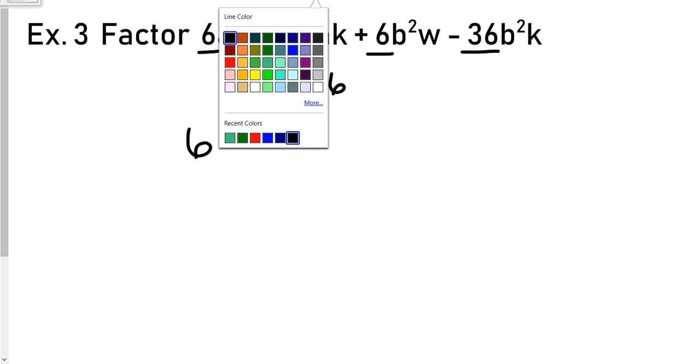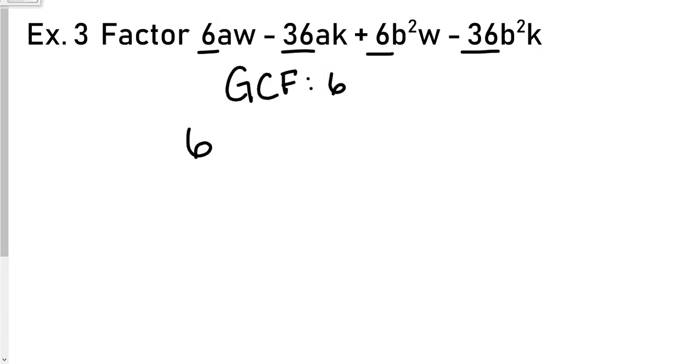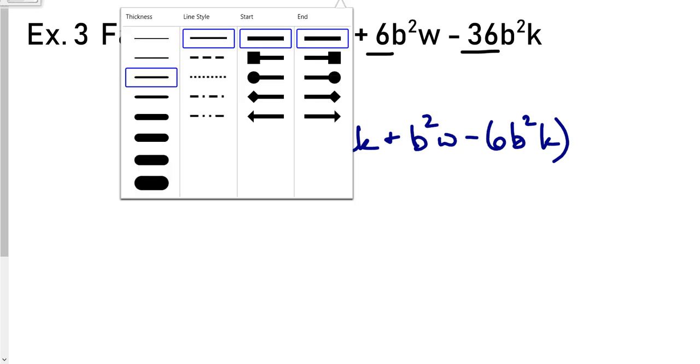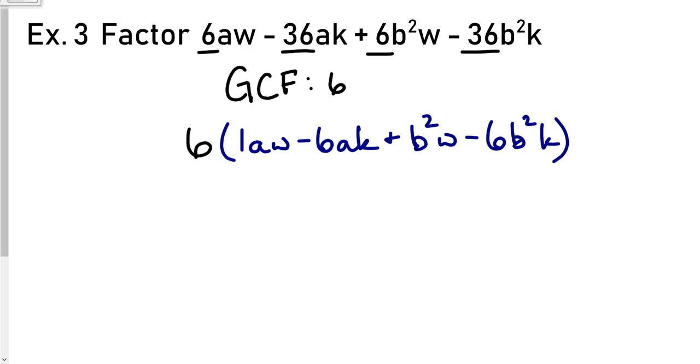All right. Once I take that 6 out, what do I have left? Well, I just have 1aw, okay, minus 6ak plus b squared w minus 6b squared k. Okay. And inside of this, that's in parentheses, could I continue to go and try and factor it by grouping? Well, I certainly hope so.